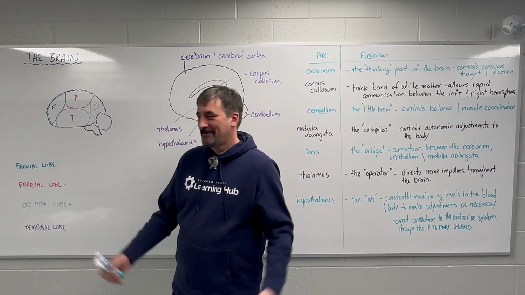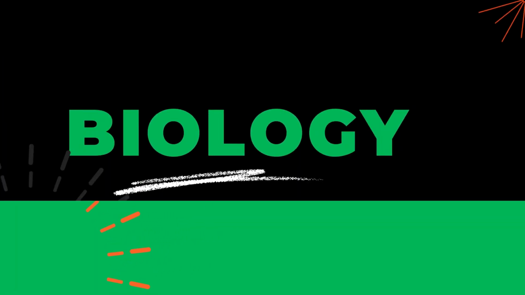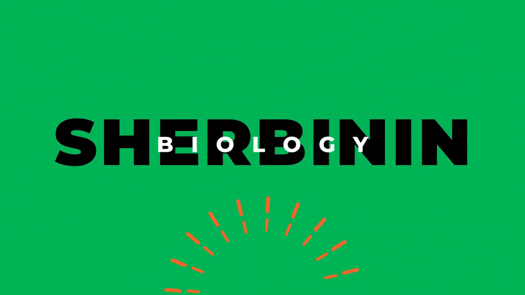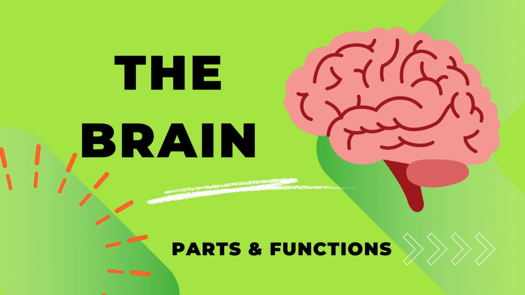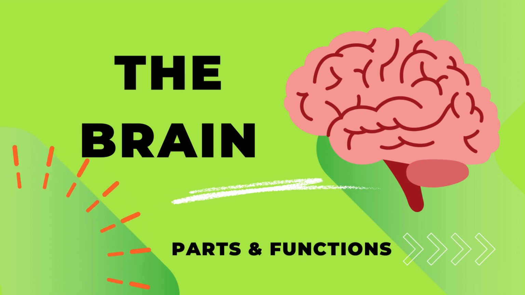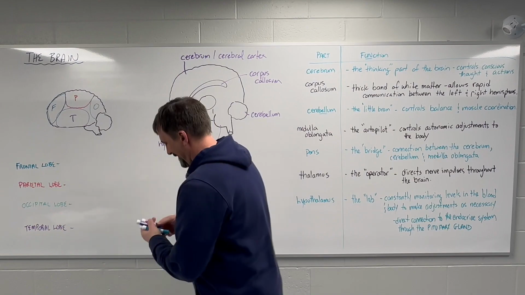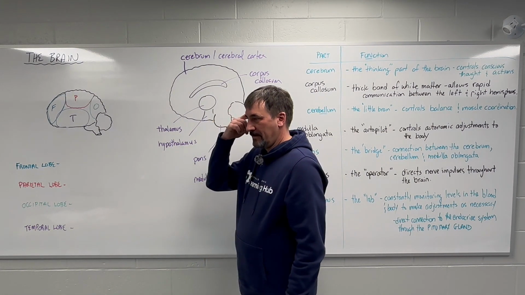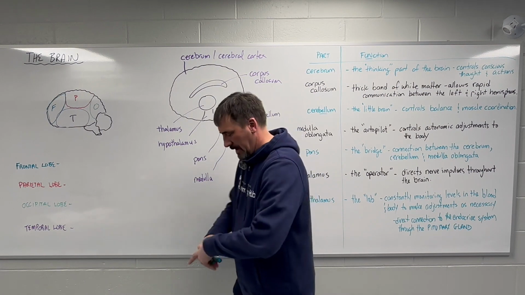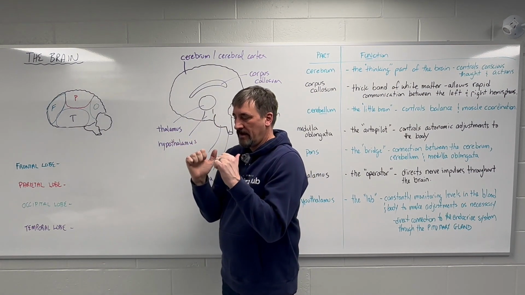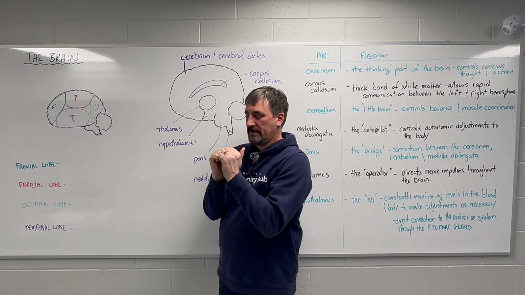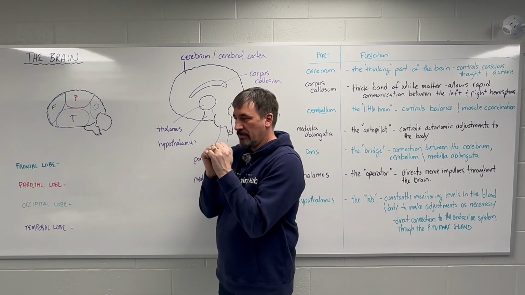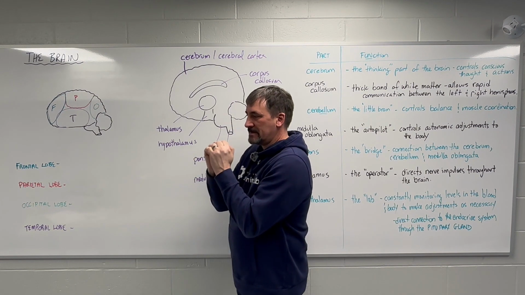Welcome to the brain. So the brain obviously is located up in our noggin, and if you put your fists together like this and put your thumbs at the back, you essentially have what your brain looks like and how it sits in your body.